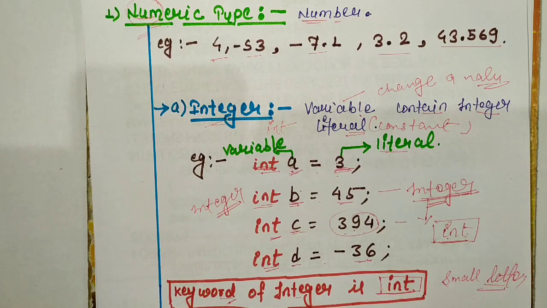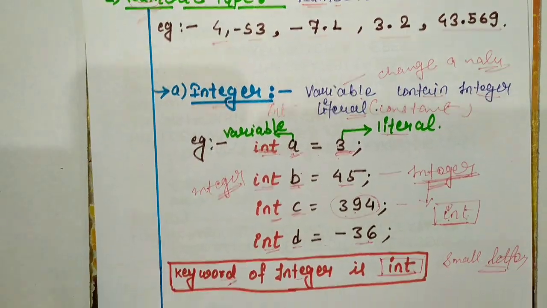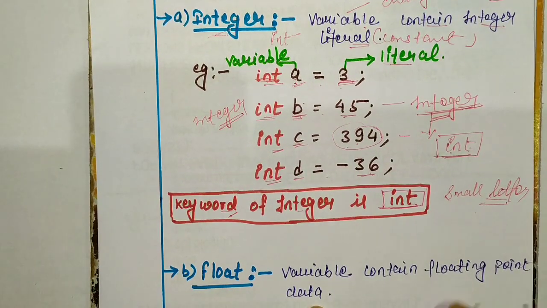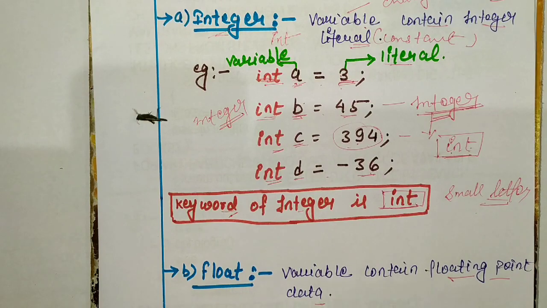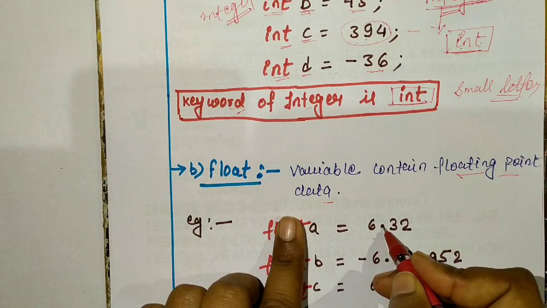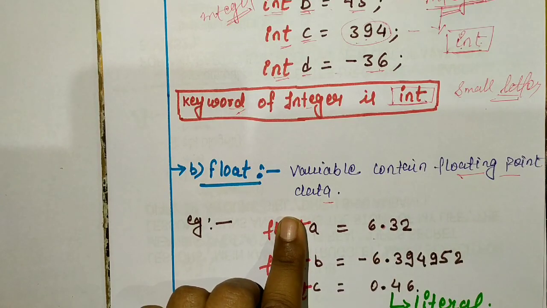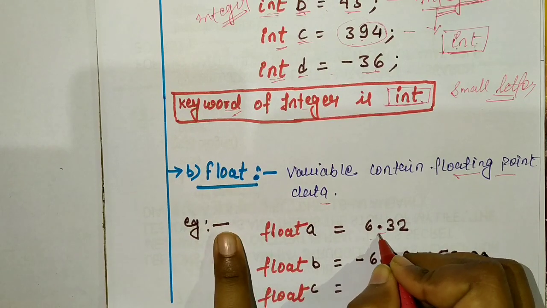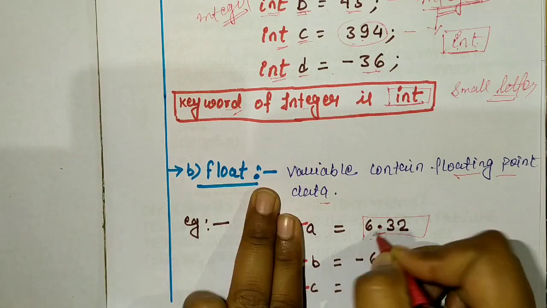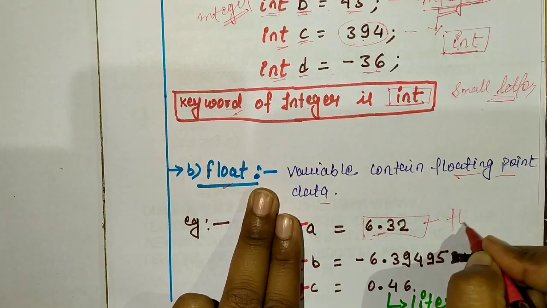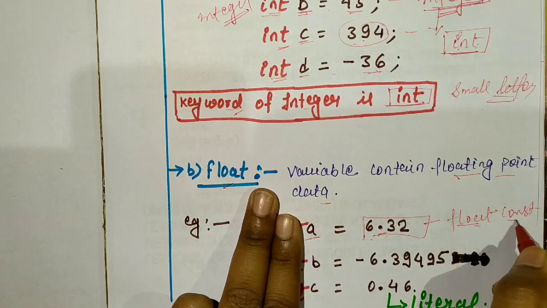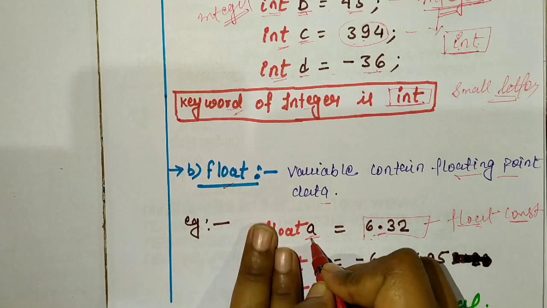So the next type of numeric data type is float. Float means fractional value or floating point. Here is an example of a fractional value: A is equal to 6.32. The point means it contains a point value or fractional value. This is a float constant. A contains a float constant. That's why the data type of A is float.